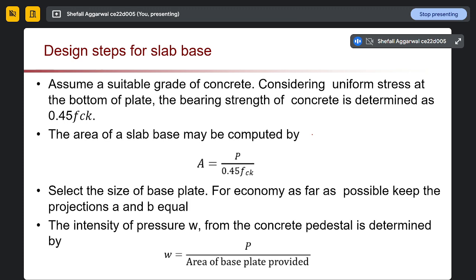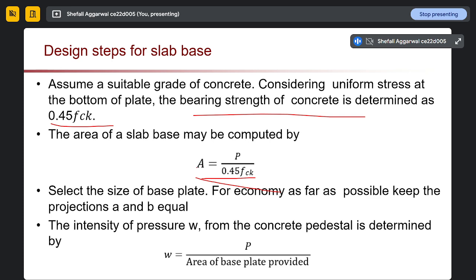Next, what are the different design steps of a slab base. So first thing, we are assuming a suitable grade of concrete. From that grade of concrete, we will calculate the bearing strength of our concrete using the formula 0.45 Fck. After calculating the bearing strength, we will calculate the area of the slab plate required, which will be given as load upon stress. Area is equal to load upon stress.